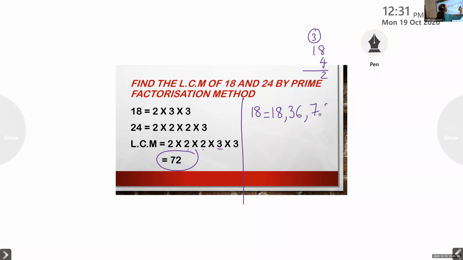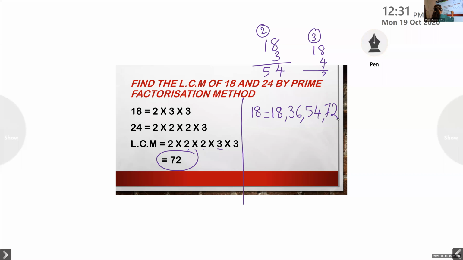We have not written 18 into 3. Can you tell me 18 into 3? 8 3s are 24. 2 is carry over. 3 into 1, 3 plus 2 is 5, so 54. After 54, we can write 72. So this is the method we have learned before. Okay.